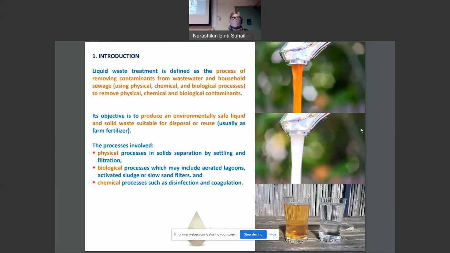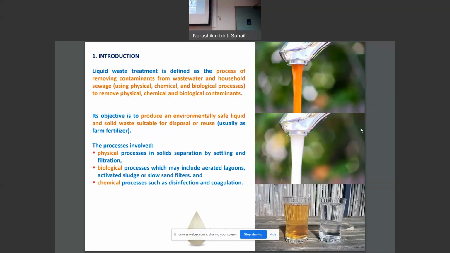First, you have to understand that wastewater comes from many sources, from the university, from housing areas, from industry. But it can be divided into municipal or domestic wastewater and industrial wastewater. Municipal wastewater is from housing areas, urban areas, shops, universities, towns, and industrial wastewater is released by industrial areas, factories, and maybe certain estate areas. The treatment process is defined as the process of removing contaminants from the wastewater and household sewage using physical, chemical, and biological processes.